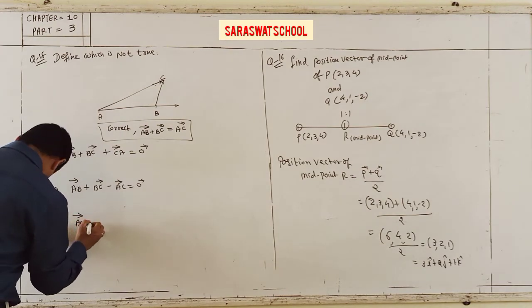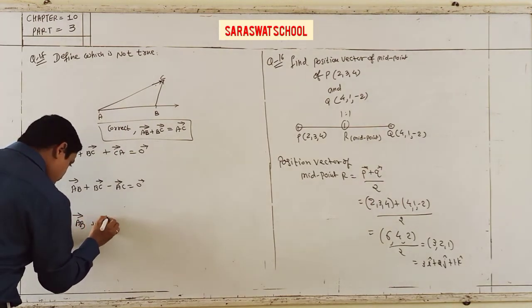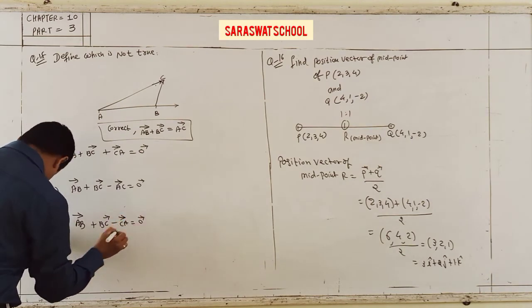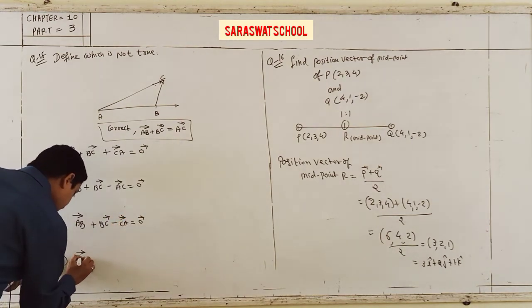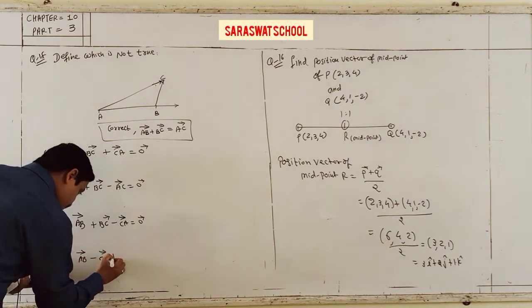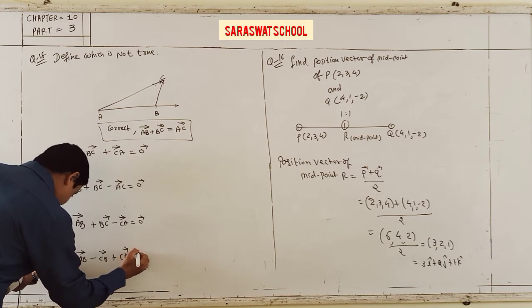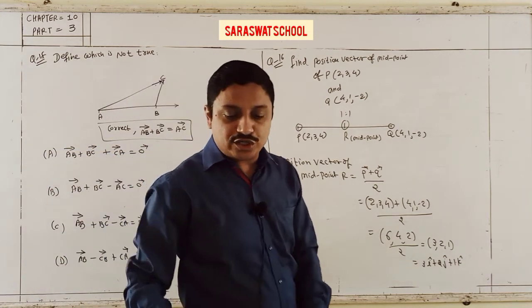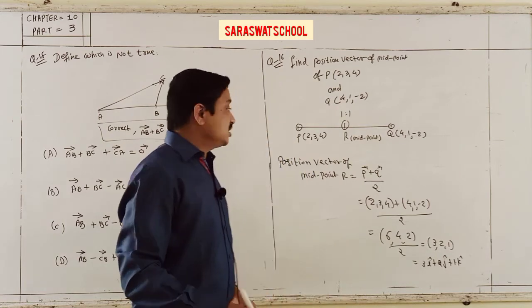Third, AB plus BC minus CA, 0 vector. And fourth, AB minus CB plus CA, 0 vector. Students, you already know what is the correct one. So this is correct.